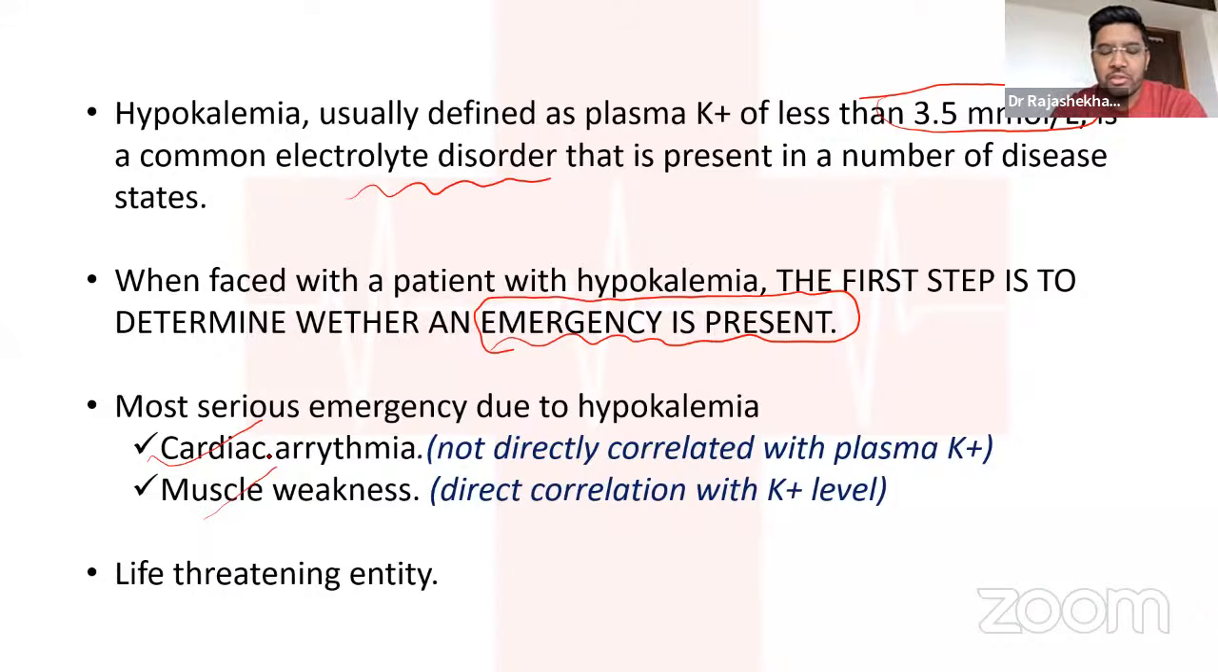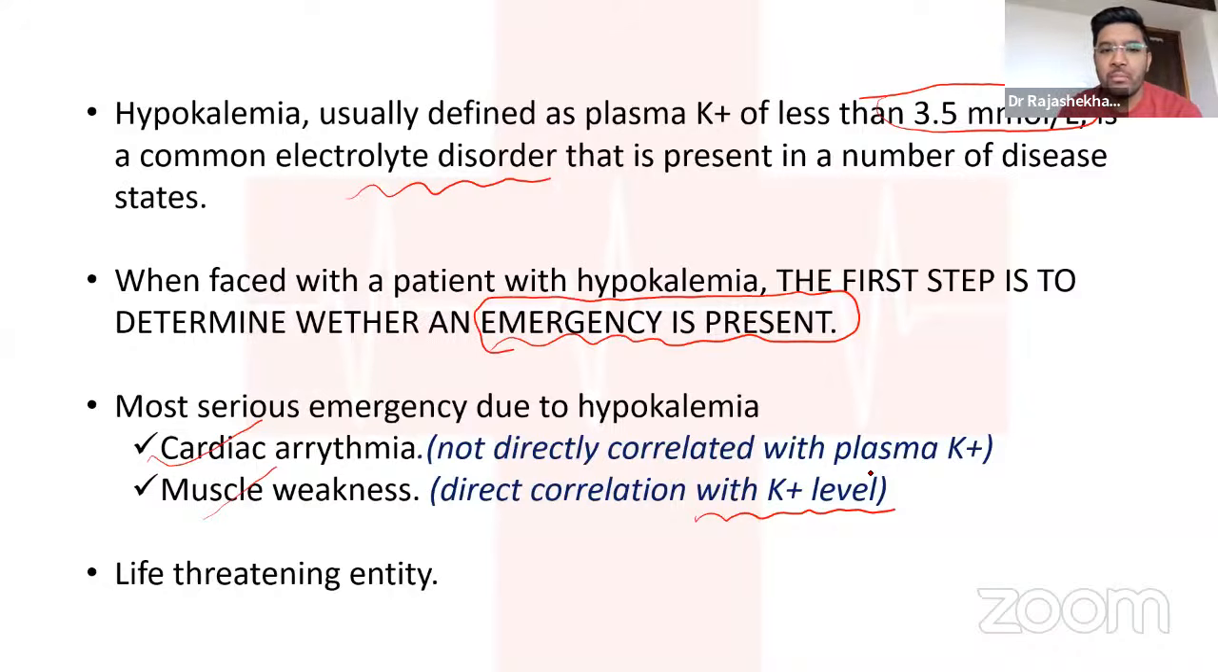With cardiac arrhythmias, the patient can die in front of you within seconds, and with muscle weakness, if it involves the respiratory muscles, the patient may need mechanical ventilation. The patient becomes ventilator dependent for some time. So this muscle weakness is a manifestation of hypokalemia which is directly correlated with the potassium level. That means the more the potassium level drops, the more muscle weakness the patient is going to experience.